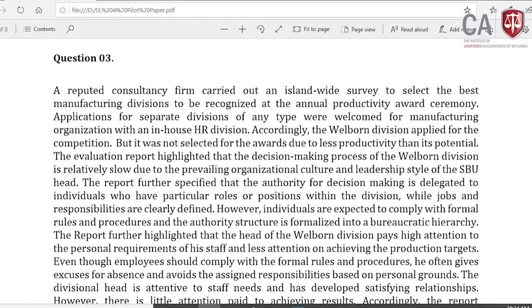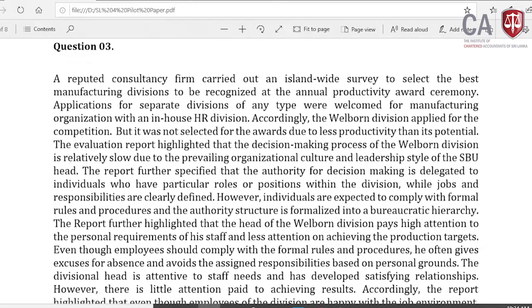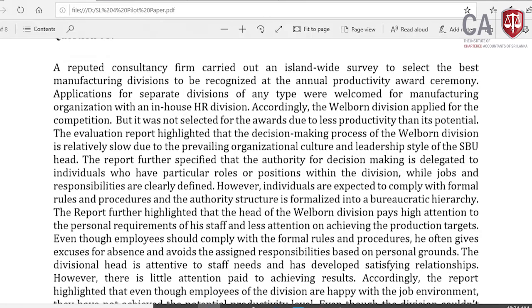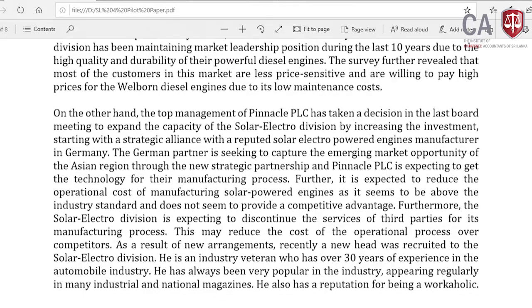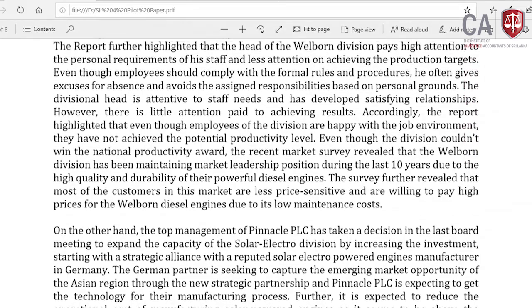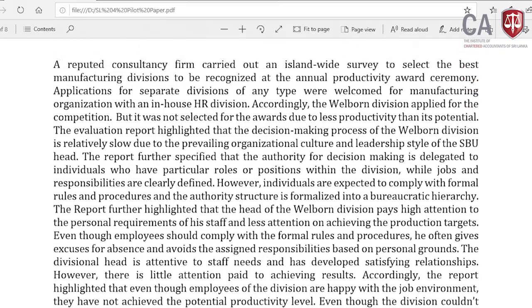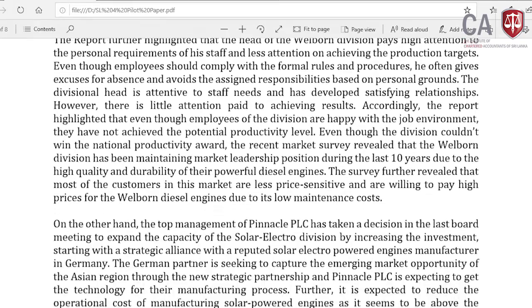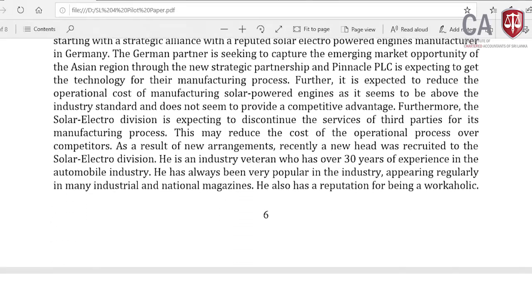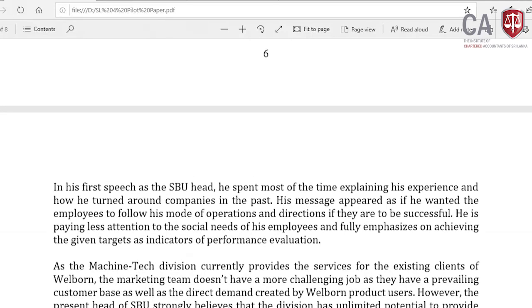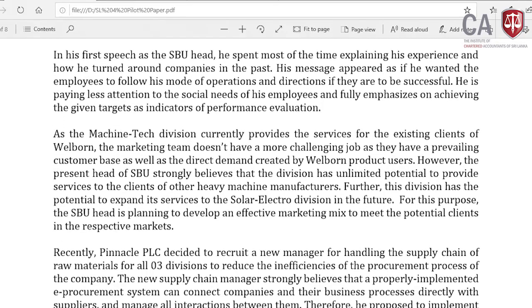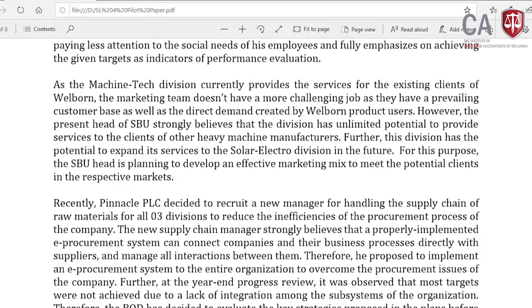Now, the case gives some further information on these three divisions. Look at the first para that talks about the first division, Wellborn. Then the second division, our solar electro division. If you look at the leadership style, the first division's leadership style is more employee friendly. The second division's newly appointed guy is not employee friendly, he is a more task-oriented leadership style guy.